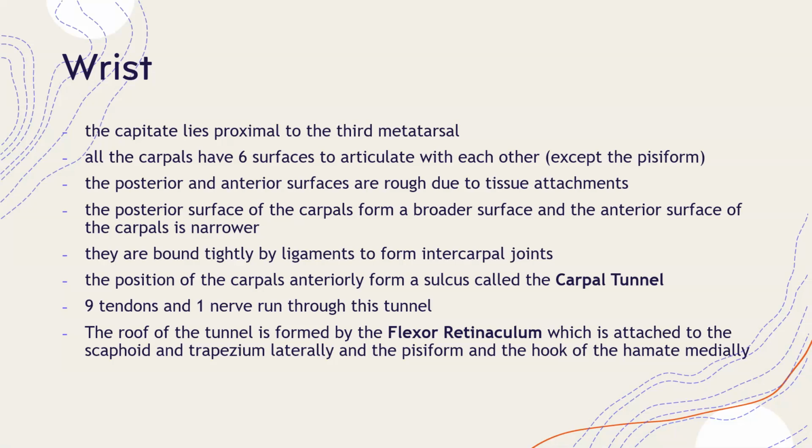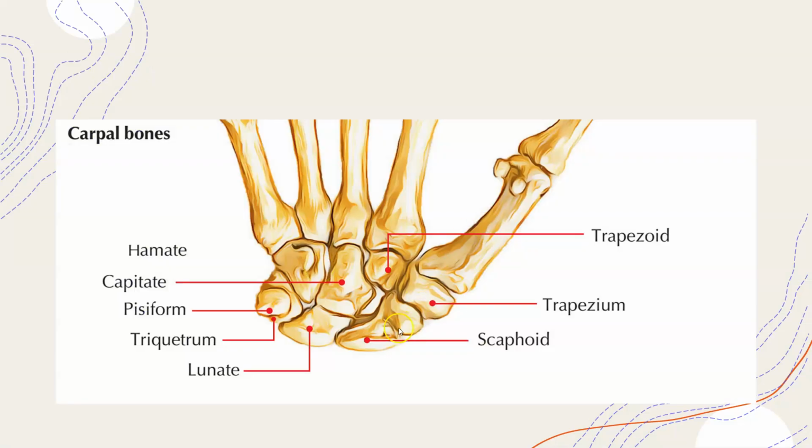The tunnel has a roof on it. The roof is formed by something called the flexor retinaculum, and it is attached to the scaphoid and trapezium laterally, which again are bones of the carpus, and the pisiform and hook of the hamate medially, again bones of the carpus. So we can see here our scaphoid and trapezium, and our pisiform and hamate here. It's all formed in here. Anteriorly looking in here, the sulcus runs here with a retinaculum lying over the top. 9 tendons and a nerve pass through this sulcus.